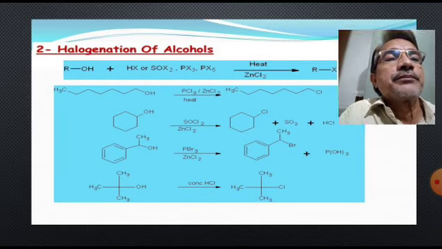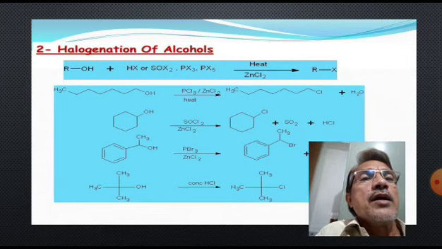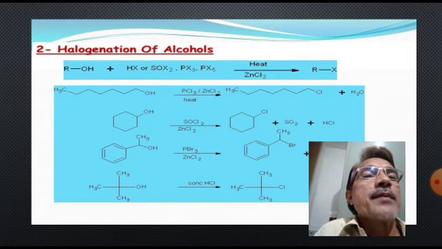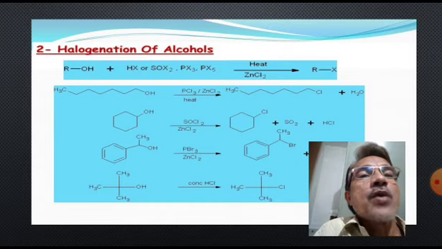Examples. In the first example, an alcohol, hexanol, is taken. Hexanol in the presence of PCl3 gives chlorohexane. In this reaction, the OH group is substituted by Cl.